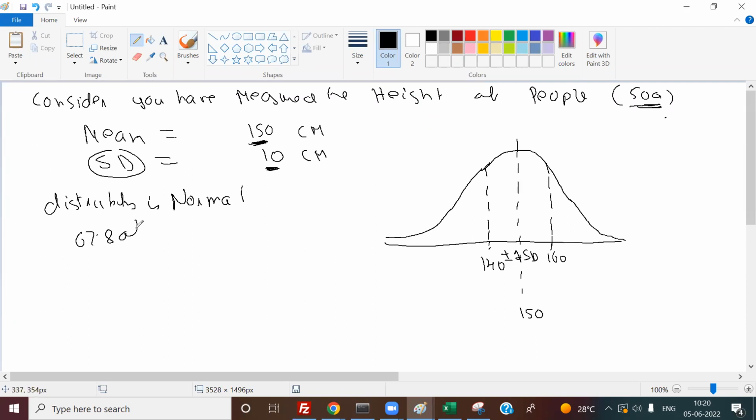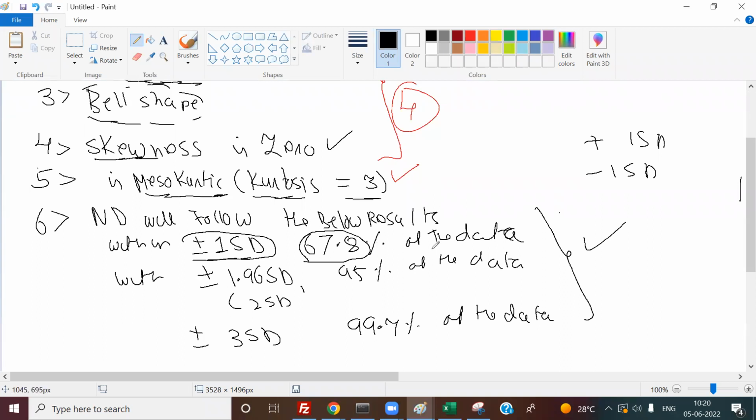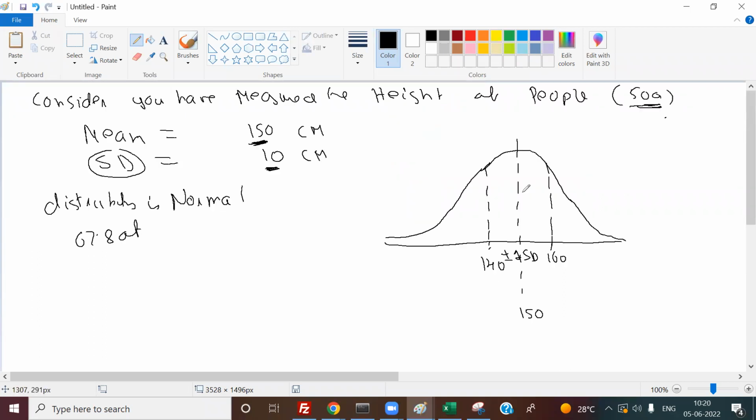67.8 of what? थोड़ा जोर से बोलो, एक सही आंसर आया था. 67.8% ऑफ. मेरे को नंबर चाहिए. अरे सिंपल सी चीज नहीं समझ में आ रही है. 67.8% ऑफ द डेटा कौन सा है? 500 है ना. So 67.8% of 500.